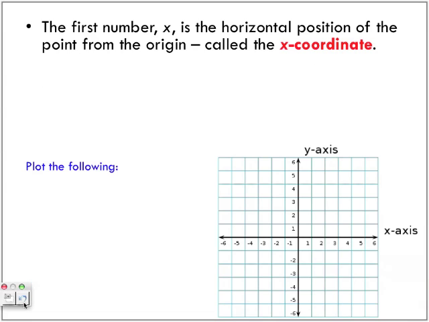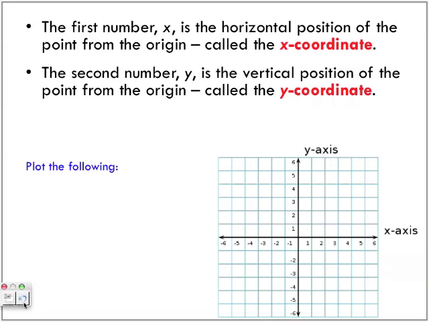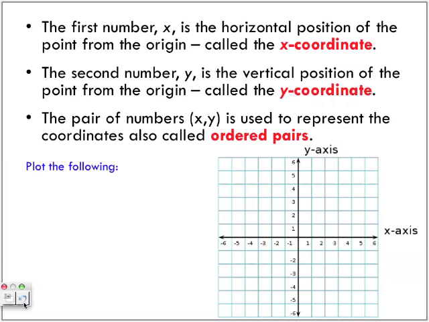Now, what we're going to do is plot a few points. The first number, x, is the horizontal position of the point from the origin. This is called the x-coordinate. Okay? So remember what we said in an ordered pair, or in a set of coordinates, the first number represents the x movement. The second number, which is your y, describes the vertical position from the origin, called the y-coordinate. So the pair of numbers, the x and y, as we said, is called an ordered pair, or coordinates. Okay? So we're going to plot the following.